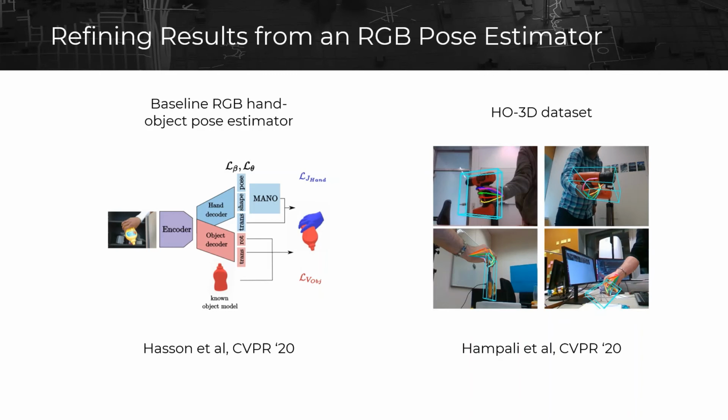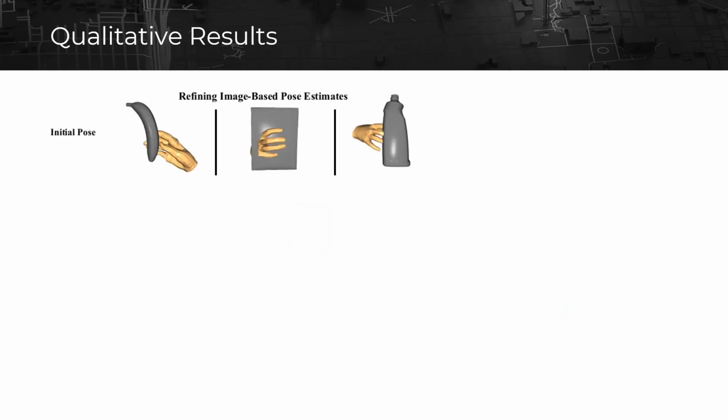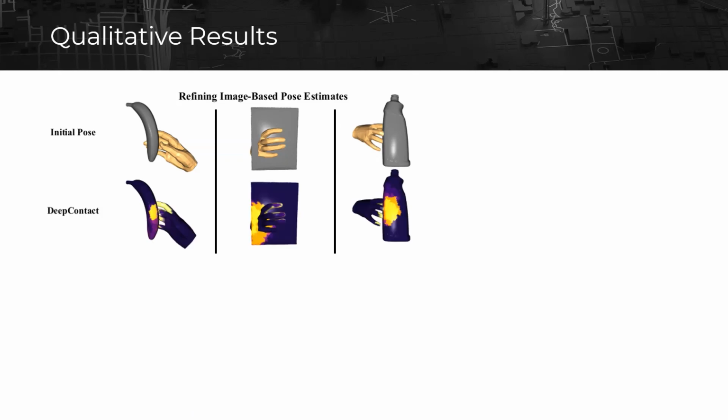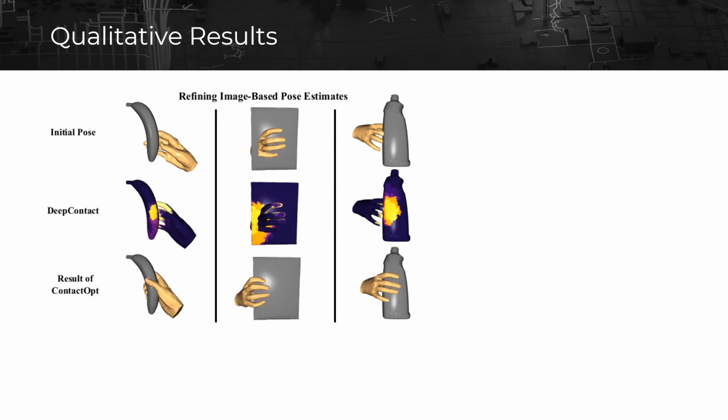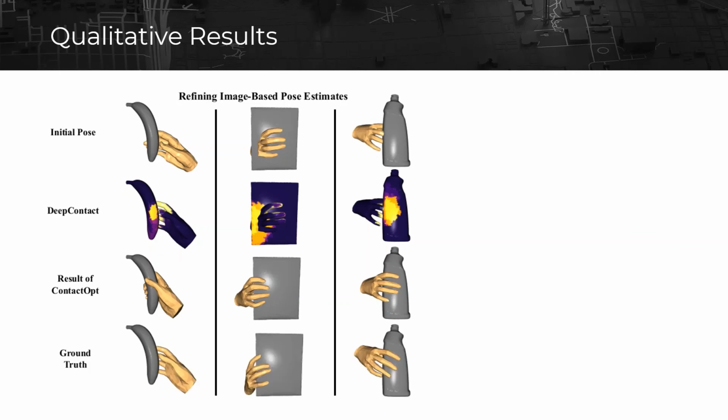Next, we show some of the results of this method. We perform an evaluation where we use ContactOpt to refine the poses generated by a baseline RGB pose estimator. We use the HO3D dataset for evaluation. The initial poses have significant error. The contact inference network first infers the target contact maps. Next, the pose of the hand is optimized to achieve this target contact. In addition to being more physically plausible, the refined hands are also closer to the ground truth poses.